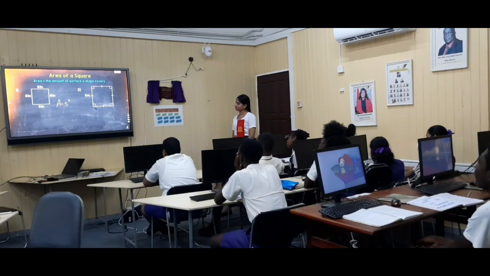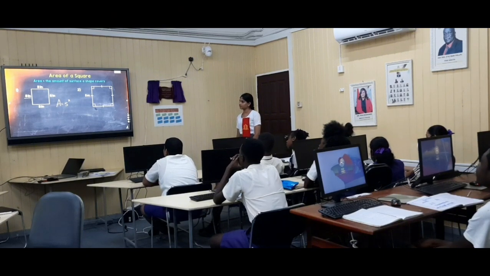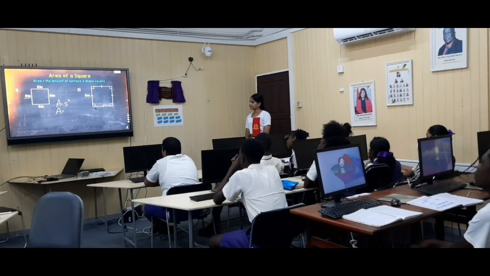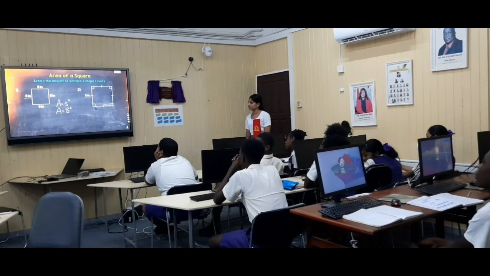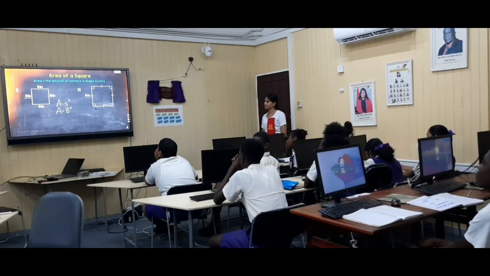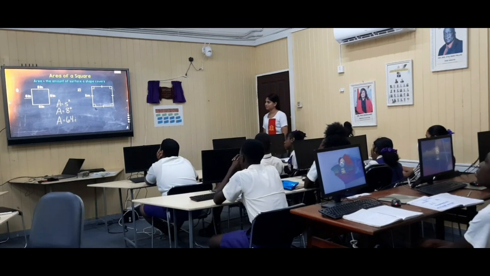And for this square, each side is 8 inches. So let's plug in 8 inches here for our side length. So 8 squared. 8 squared means 8 times 8, which gives us an area of 64 square inches.